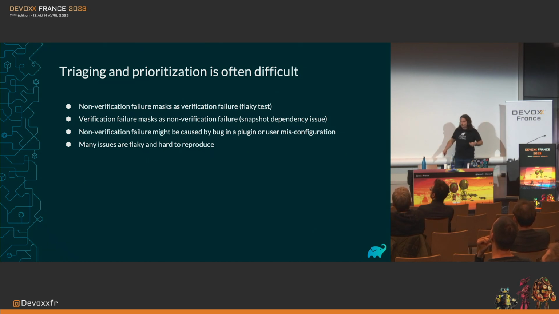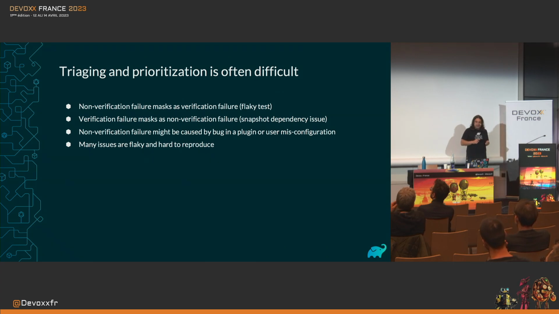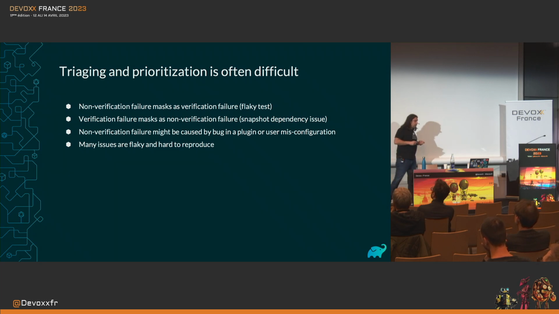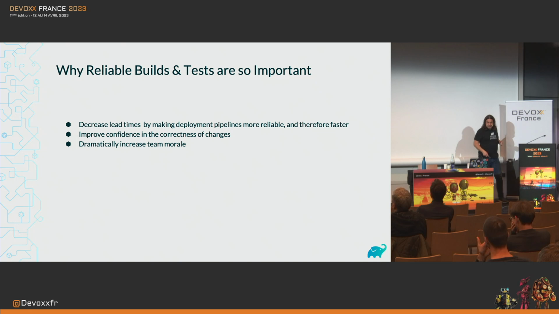Which again makes triaging and prioritization difficult, because non-verification failures can sometimes masquerade as a verification failure, as in a flaky test. A verification failure can mask as a non-verification failure. So maybe something like you're pulling a dependency snapshot and it's the wrong version. So these can be flaky and hard to reproduce without analytics, right? So aggregating this stuff up, which again, if you're capturing build data like a build scan style thing, it becomes easy to understand how to do this. Just stick it in a database and run some analytics against it.